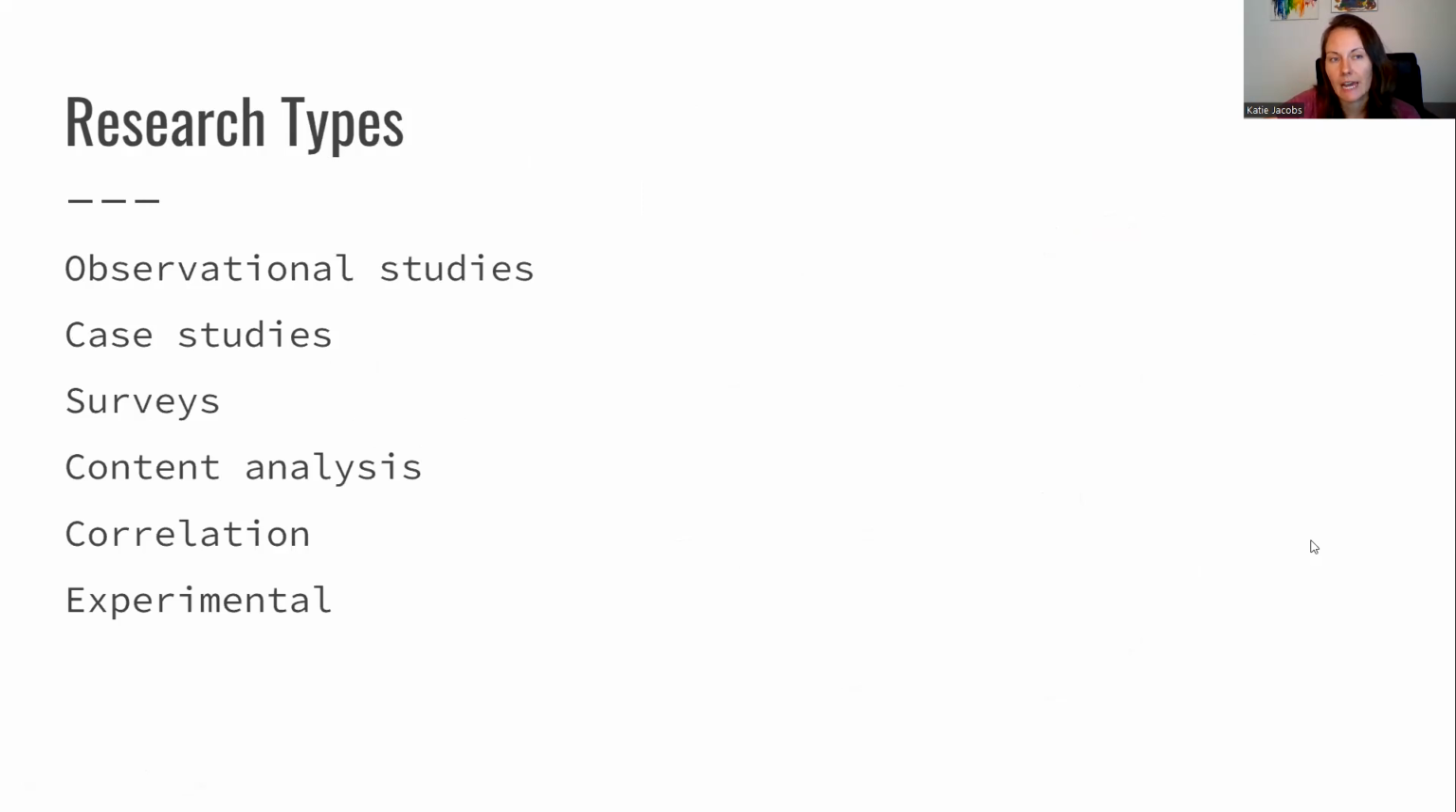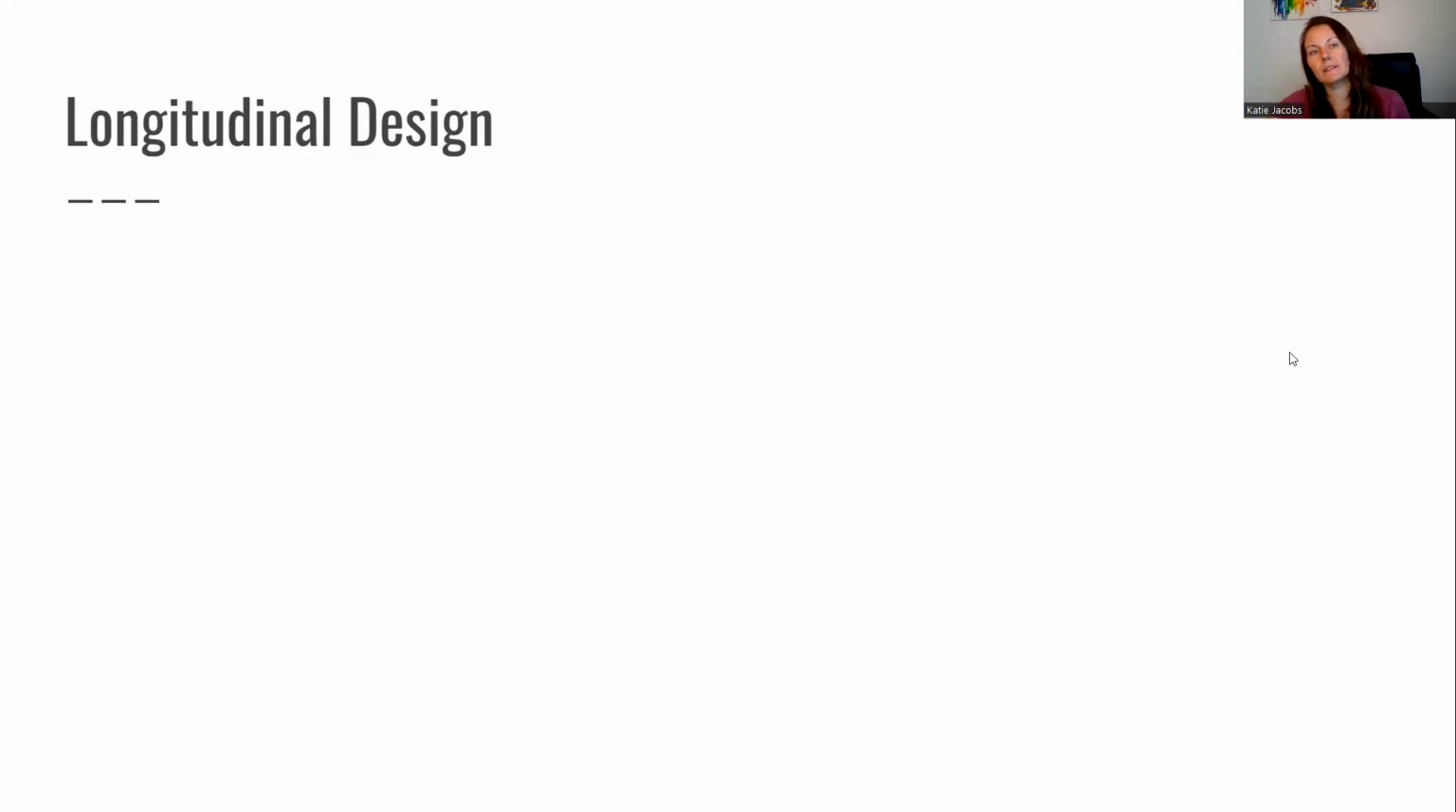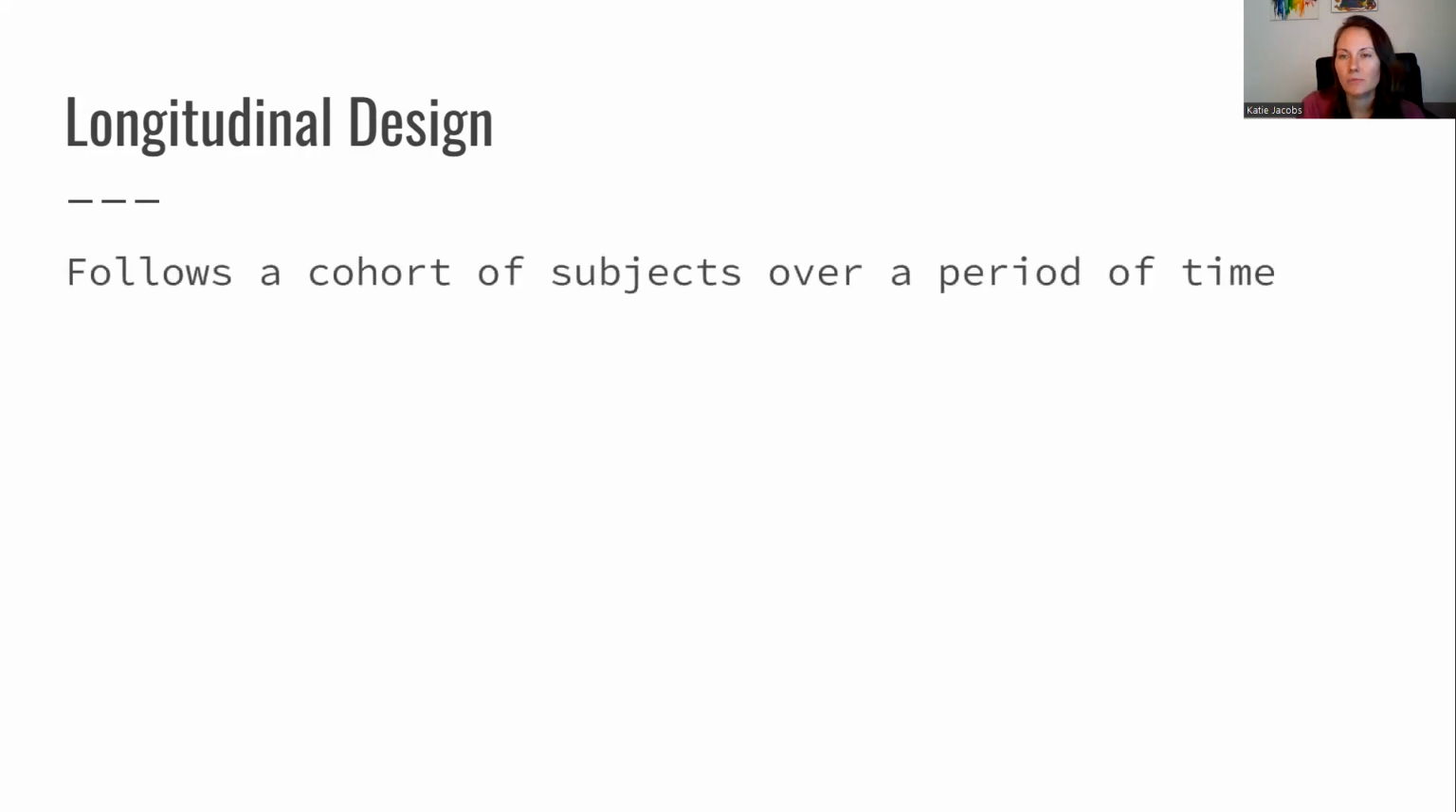So there's a bunch of different types of research that you can do. We're going to go over a few of them now. With lifespan development, one of the most common types of design is called a longitudinal design. This is where scientists follow a cohort of participants over a period of time. That allows them to see how a particular thing unfolds over time. What is the common type of development for these participants?